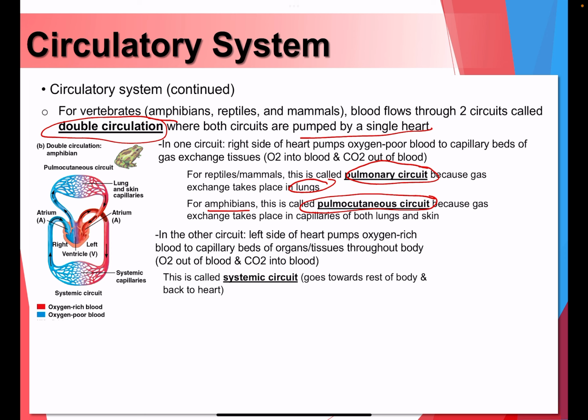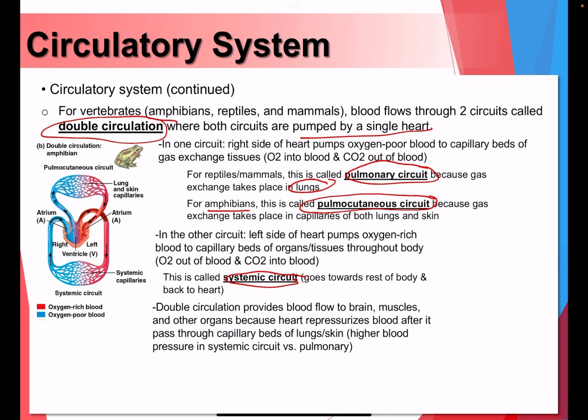What about the other circuit? Well, in all vertebrates' case, the other one is just called the systemic circuit, where I already talked about the left side of the heart right here pumping oxygen-rich blood to capillary beds of organs and tissues throughout the body, allowing oxygen to come out of the blood and CO2 to go into the blood, and it goes right back to the heart, ready to go again, another round in the pulmonary circuit.